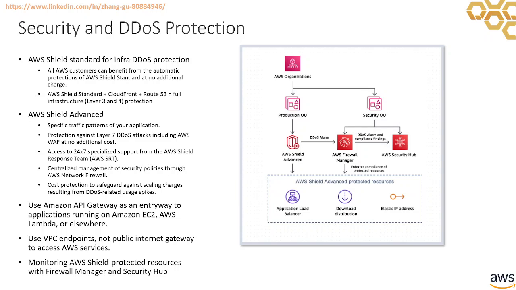You can use Amazon API Gateway as an entryway to applications running on EC2, Lambda, or elsewhere. By using API Gateway, you don't need your own servers for the API frontend, and you can obfuscate or hide other components of your applications, preventing them from being targeted by DDoS attacks.